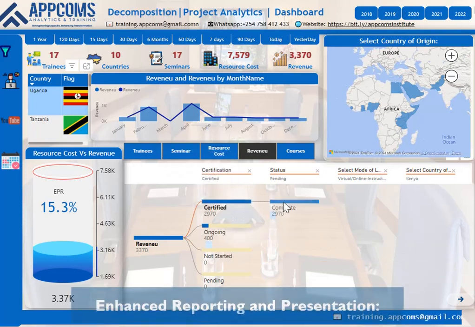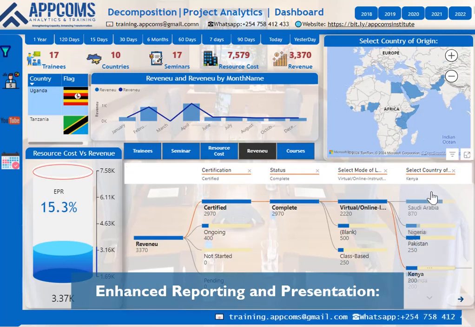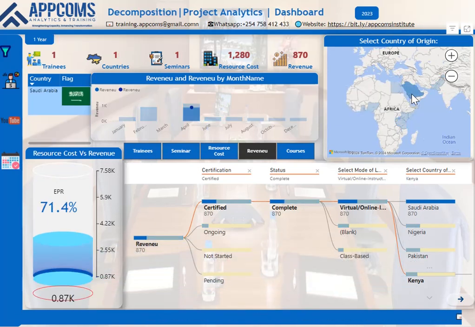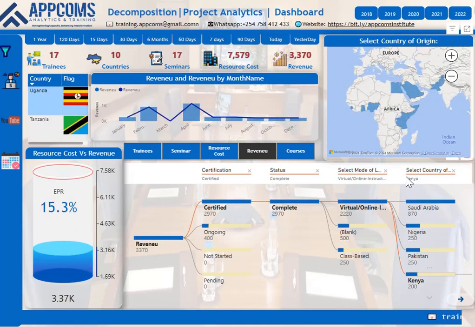6. Enhanced reporting and presentation. Decomposition visuals can significantly enhance the quality and impact of your reports and presentations. Instead of presenting static tables or charts, you can use dynamic decomposition visuals to provide stakeholders with a more comprehensive understanding of the data and its implications.